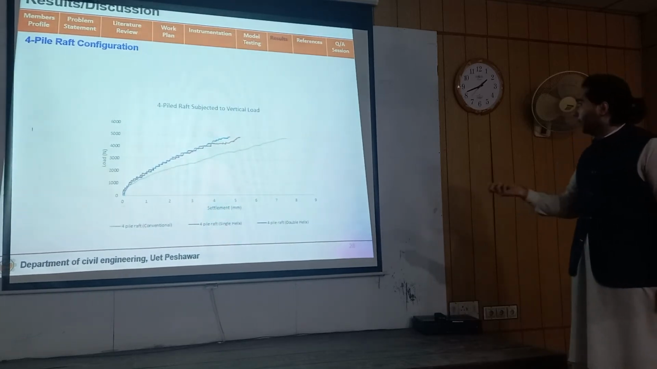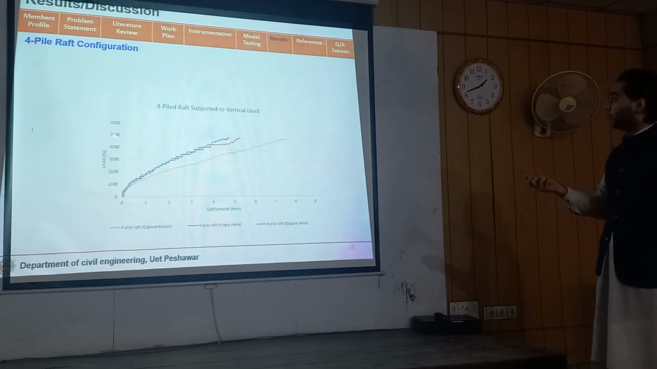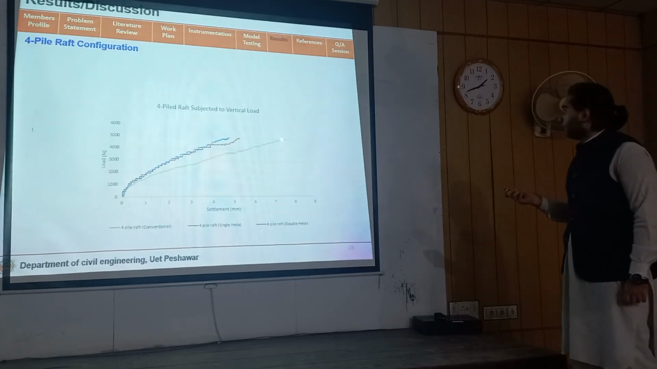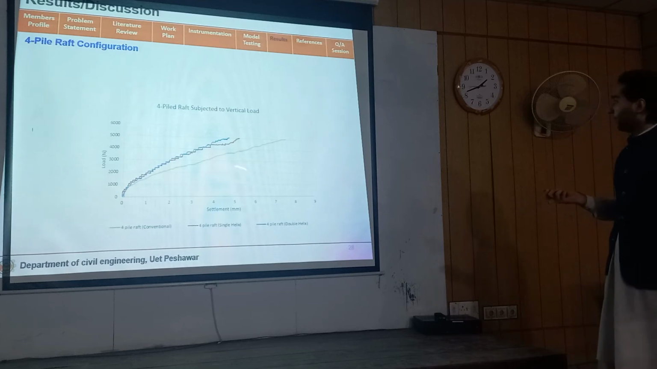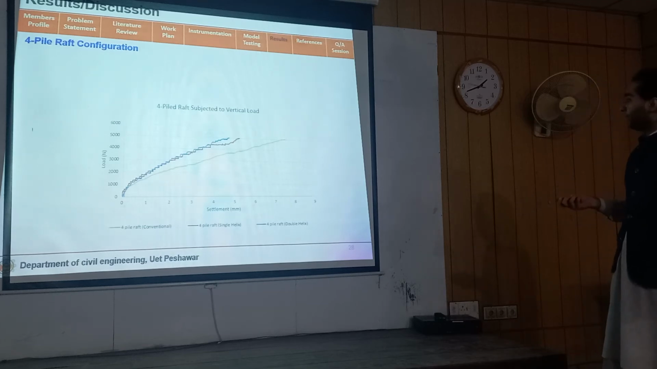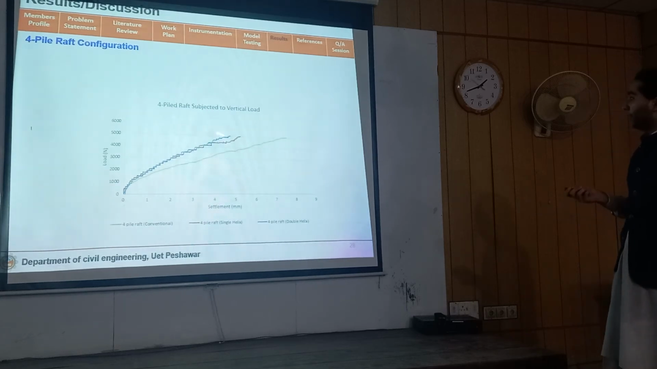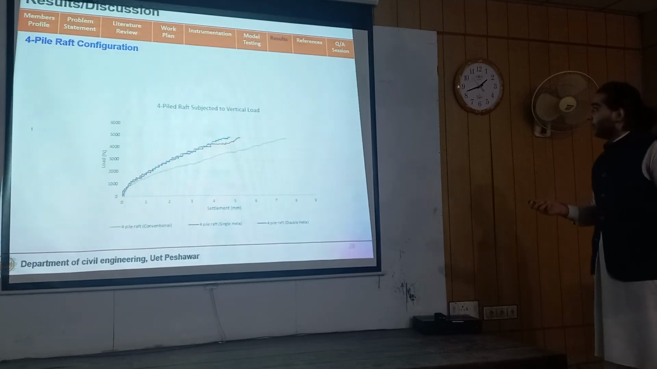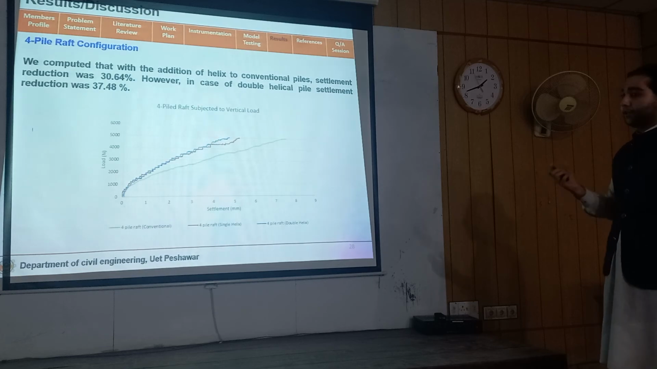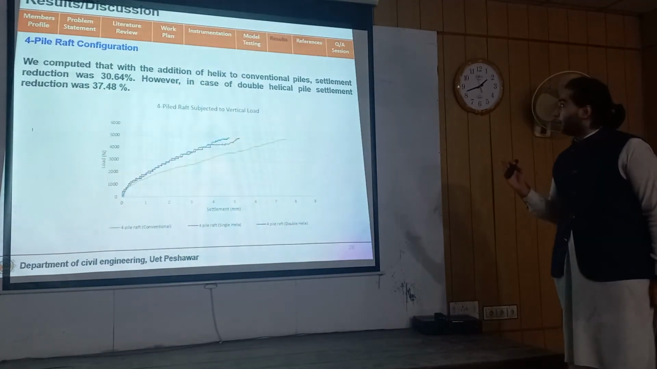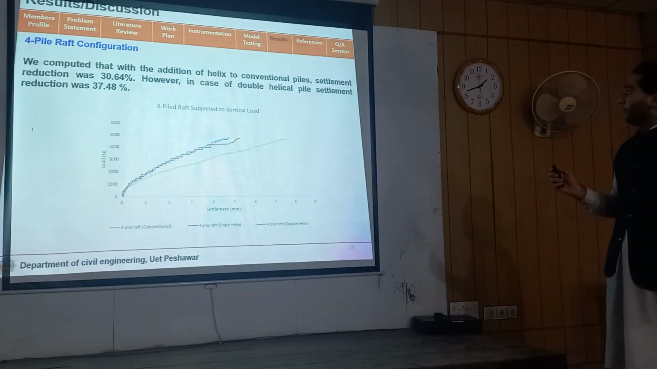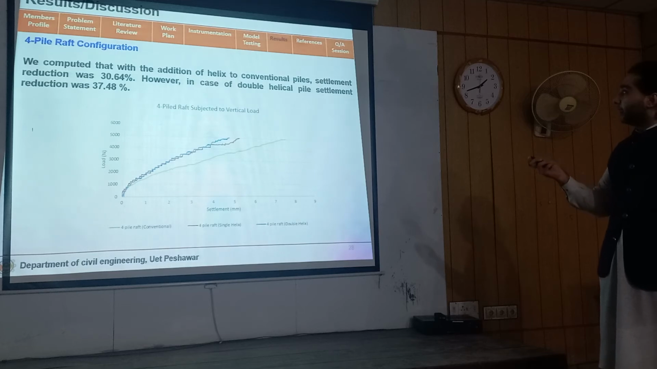First is the conventional. We increased the loads up to 5,000 Newton, and corresponding are the values for settlement. For example, for conventional it was up to 7.6 millimeters. For single helix it was about 5.2 millimeters, and for double helix it was about 4.8 millimeters. We also found out the percentage reduction in settlements for helix compared to conventional piles. In case of the single helix it was 30.64%, and in case of double helix it was 37.48% reduction.